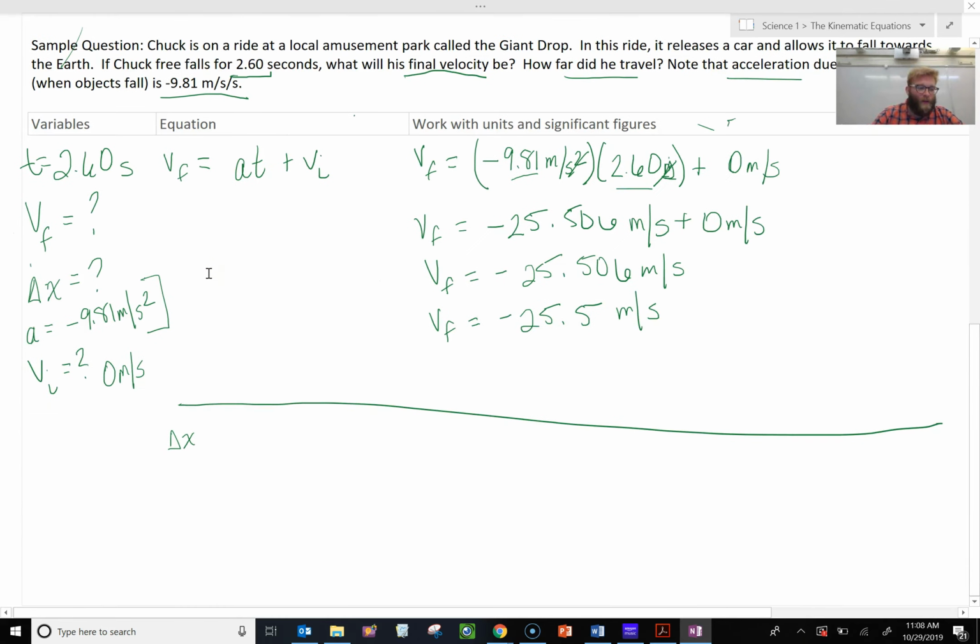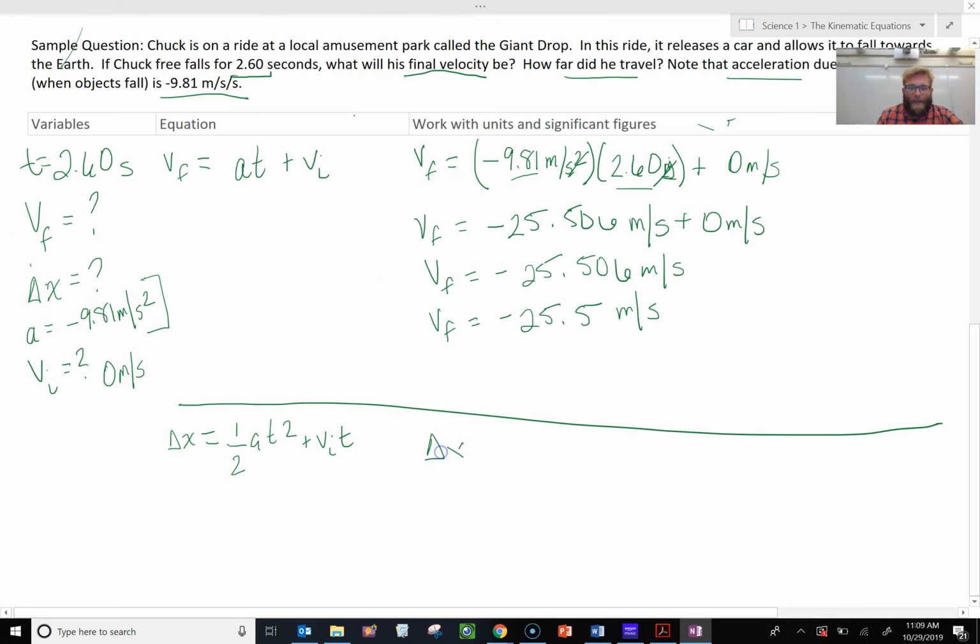So I have a value that's going to be equal to, so x is equal to 1/2 at squared plus v_i times t. Okay, all right. So let's start solving for that.